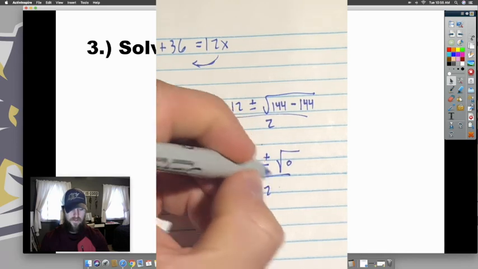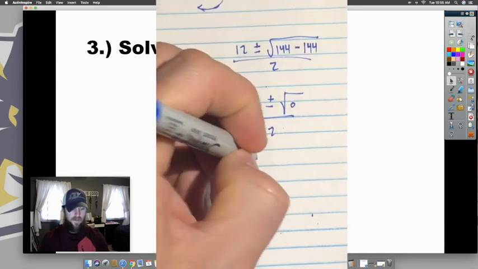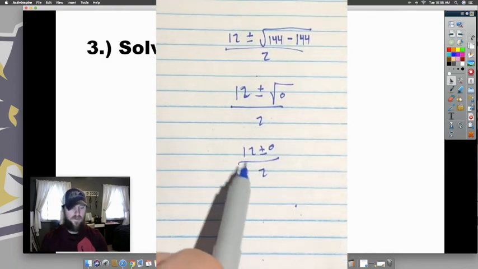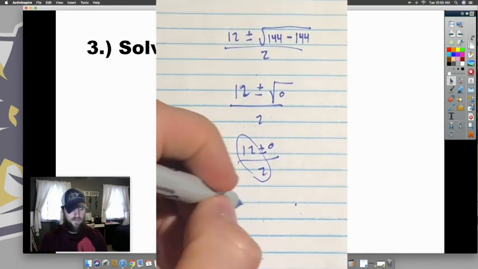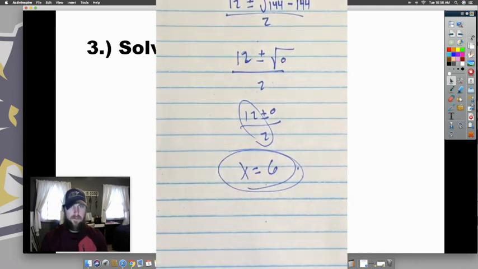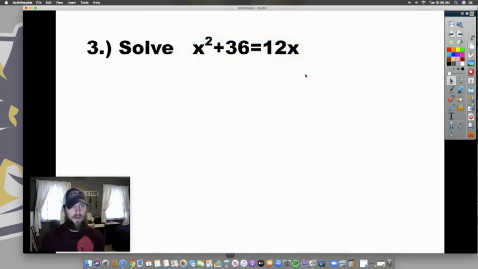The square root of 0 is 0. When you add 0, nothing happens. When you subtract 0, nothing happens. So we actually don't get two answers. We only get one answer, which is the 12 divided by 2, which is 6. If we were factoring, this is one of those cases where both of the binomials had the same answer, so you only wrote it down once.